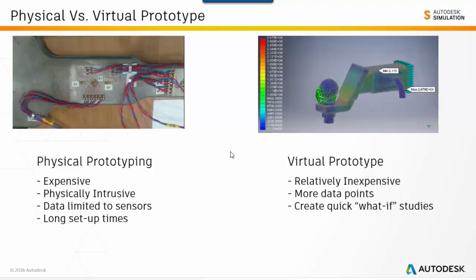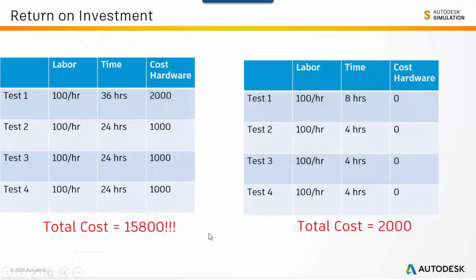And what I can do with that is create what-if studies, which will ultimately lead to a more optimal design. Quick napkin scratch ROI here. Should have labeled these, but the left table refers to a physical prototype, and the right refers to a virtual prototype.